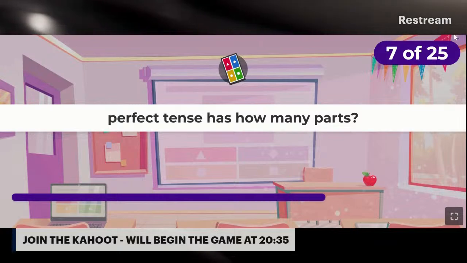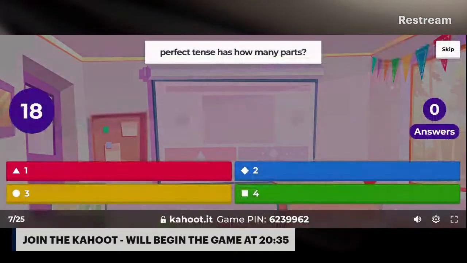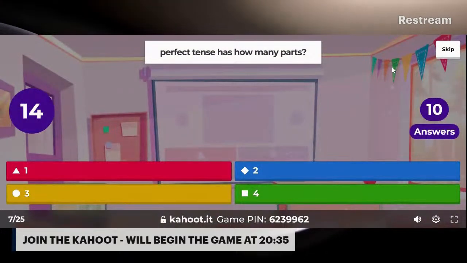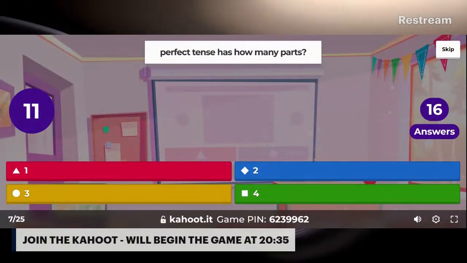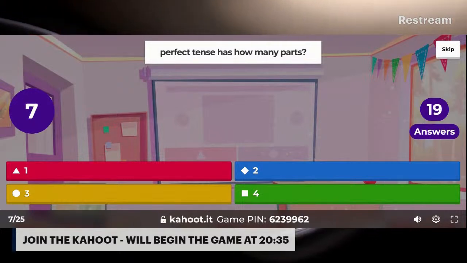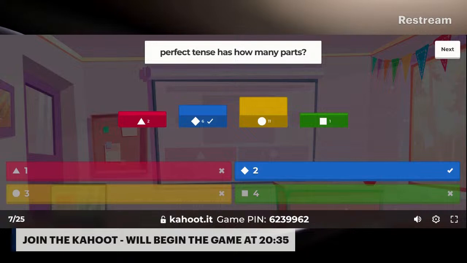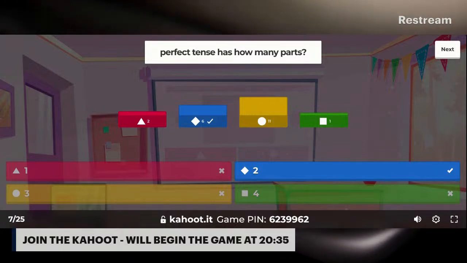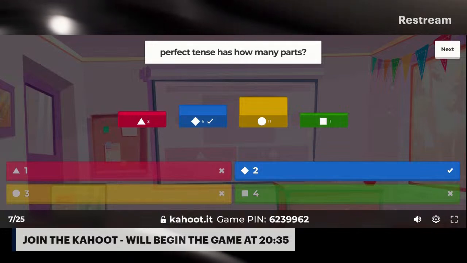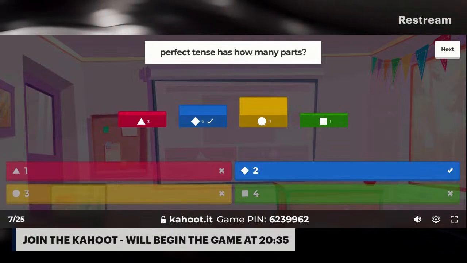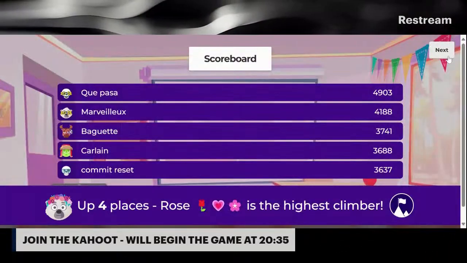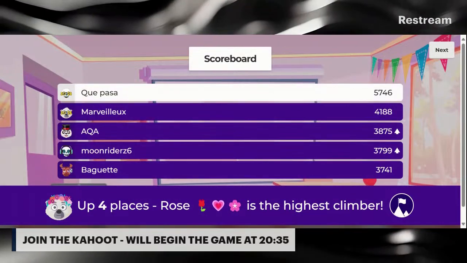Perfect tense has how many parts? As in auxiliary, what's the other part? Yep, so the correct answer is 2, because you have the auxiliary part, which is avoir or être, and then you have the past participle of the actual verb itself. So there's only 2. So let's see who got that correct. Well done, important. You're getting that correct on the YouTube.